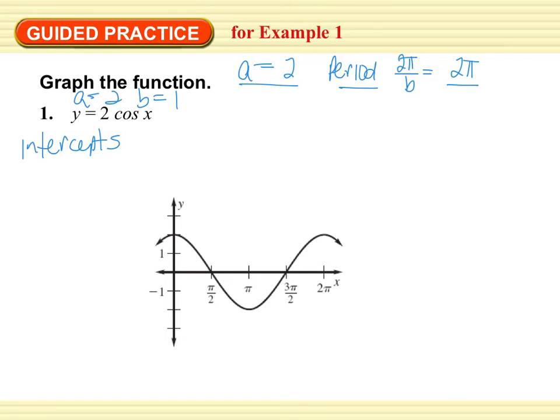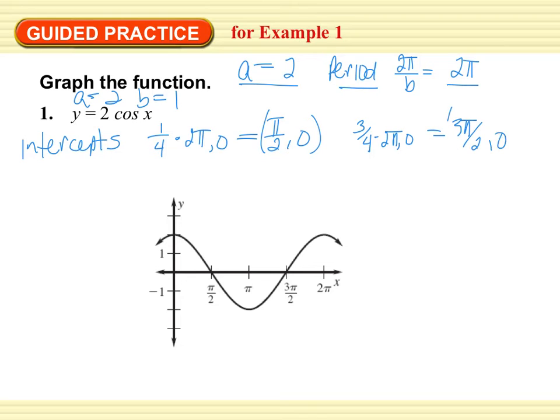And for cosine, there are 2 intercepts. I do 1/4 times my period, comma, 0, equals pi over 2, comma, 0, and 3/4 times my period equals, let's see, 6 pi over 4, which is 3 pi over 2. So those are my 2 intercepts.